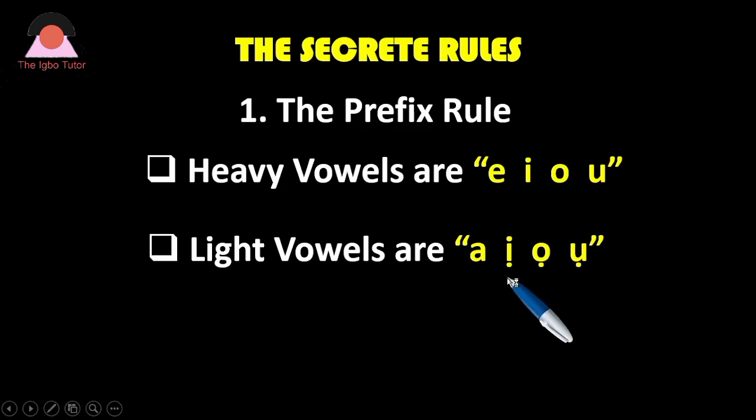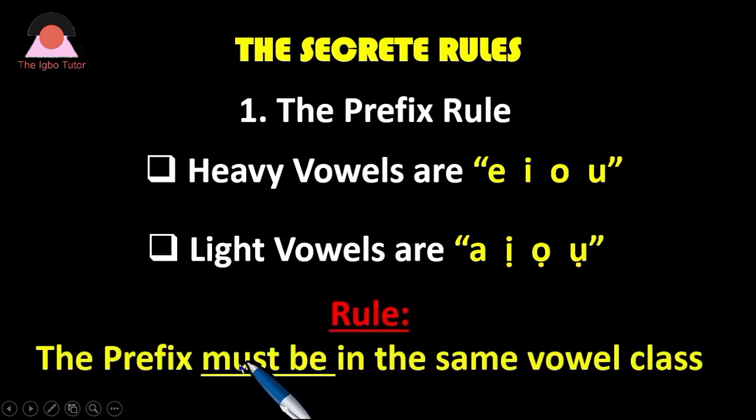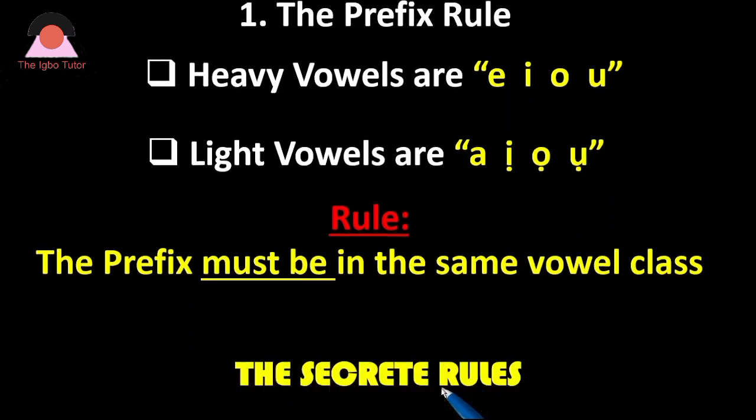So whichever one comes first in the parent word you are considering will determine which prefix you're going to use. If the first vowel that comes in the word is either A or one of these ones with dot under, you use A as a prefix. If it comes with the one that has no dot under or E, you use E as a prefix. Okay? So the rule is that the prefix must be in the same vowel class. It must always conform to that.